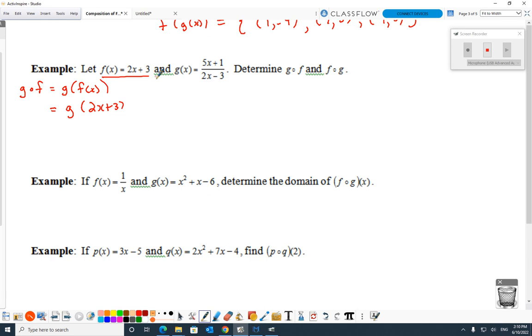Well, let me say my sentence from the last thing. Look at g, and whenever you see x, write this. So it's 5, not x, 2x plus 3, plus 1, and then the bottom is 2 times 2x plus 3 minus 3. And if you're having trouble with that, I'm going to actually change colors.